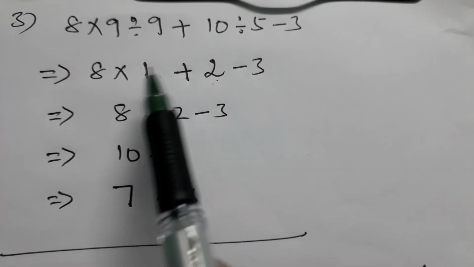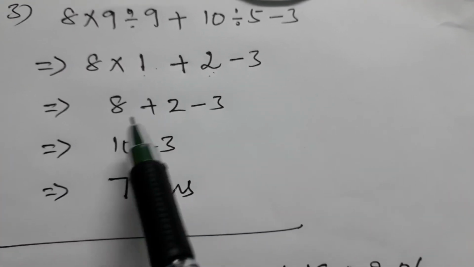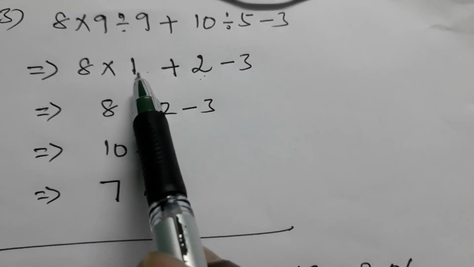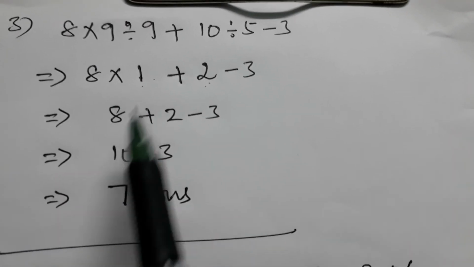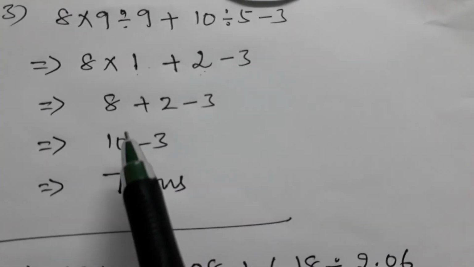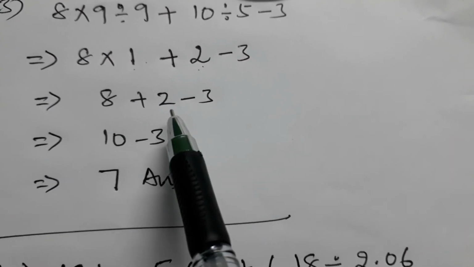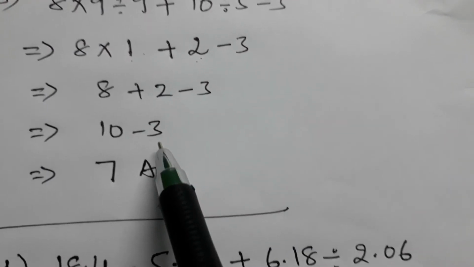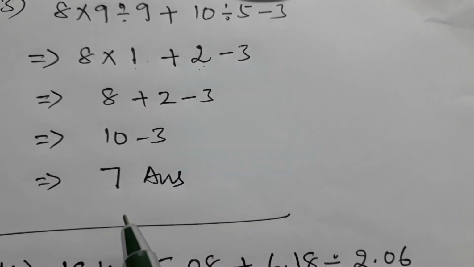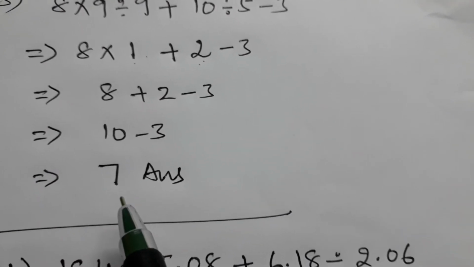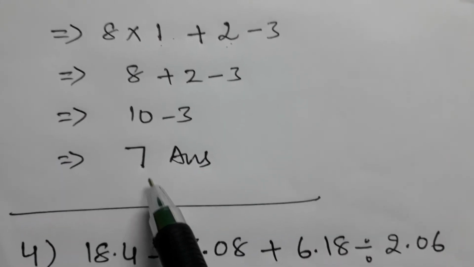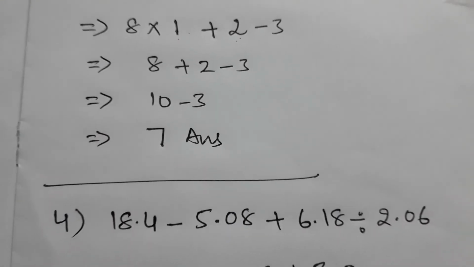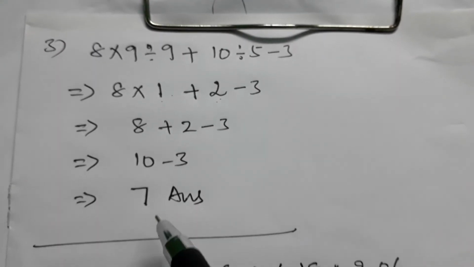Next step. After divisions, what comes? Multiplication. In the BODMAS rule, after division comes multiplication. 8 ones are 8. The remaining plus 2 minus 3 stays as it is. Now 8 ones are 8, the result is right here. Now after multiplication, additions. So 8 plus 2 is 10, then the remaining minus 3 stays as it is. The last operation is subtraction. So in the BODMAS rule, the last operation is subtraction. 10 minus 3 is 7. So finally this value is 7.